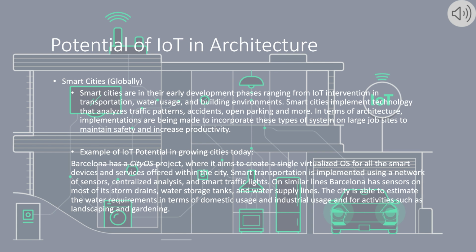An example of IoT potential in growing cities today is Barcelona and Stockholm. Specifically, Barcelona has a City OS project where it aims to create a single virtualized OS for all smart devices and services offered within the city. They have mainly focused on smart transportation and smart water supply lines. However, they are expanding to smarter infrastructure, which could be the future of city building.